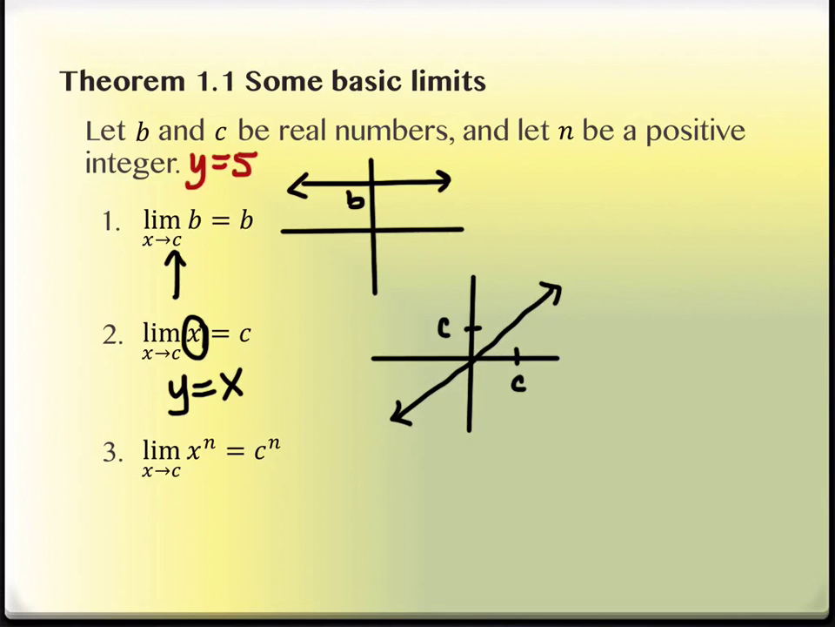Number 3 is the same kind of thing, right? If I have x to the n, then this is y equals x to the n. So if x is approaching 3, then y is approaching 3 to the n. Okay, because that's my equation. And n has to be a positive number for this to work. Or does it say positive integer? Yeah, positive integer for that to work.